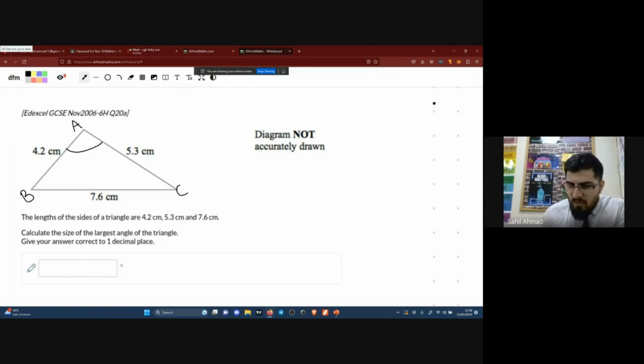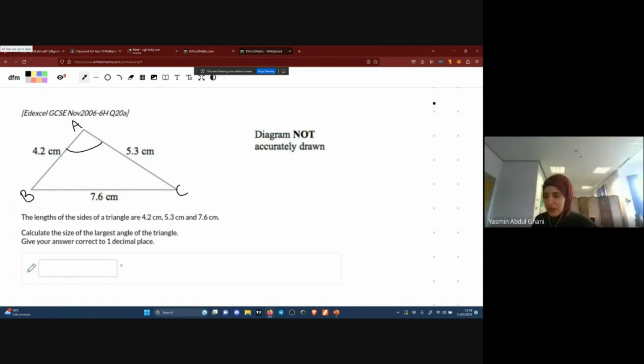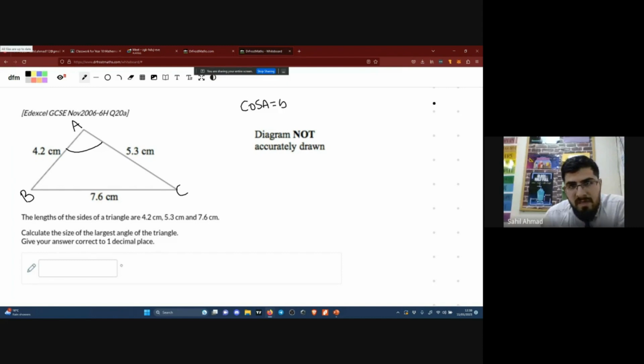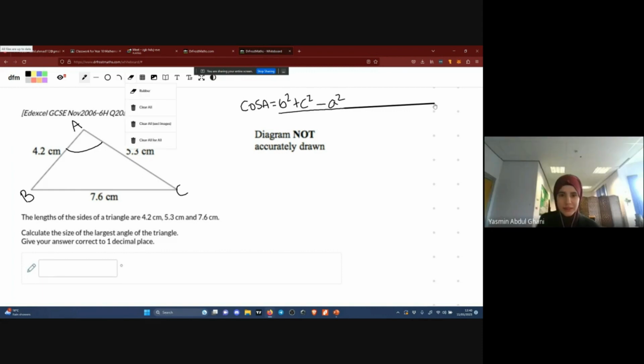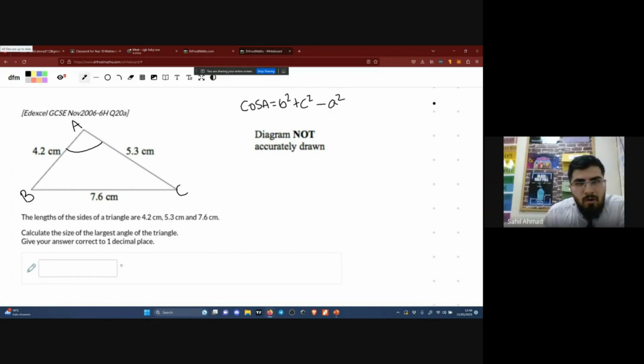Yasmin, starting with you, now that we've reiterated labeling one more time, can you first tell me, if I want to work out angle A, what should my formula be? If you want to work out angle A, you put cos A equals B squared plus C squared minus A squared, all divided by 2BC. Amazing.